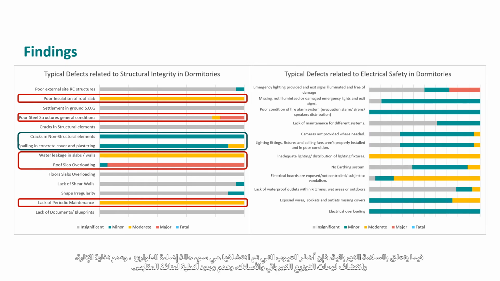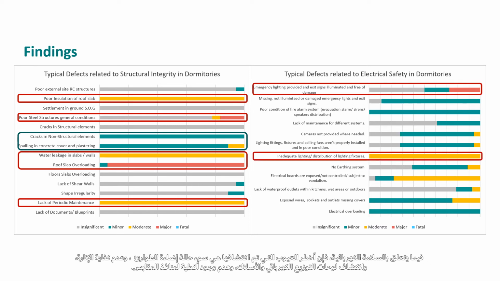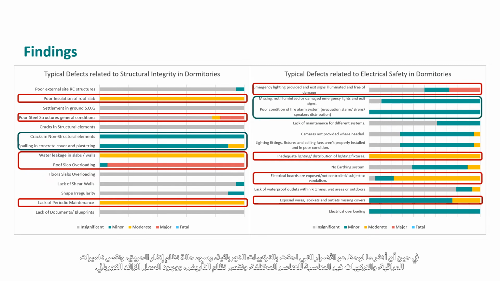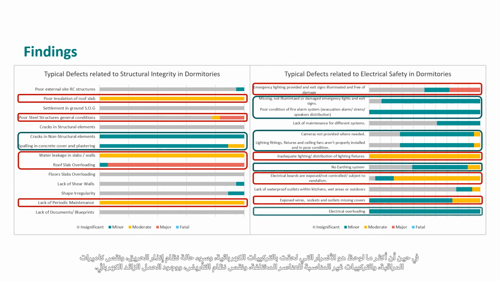Related to electrical safety, the most dangerous defects detected were the poor conditions of emergency lighting, inadequate lighting, exposed electrical distribution boards and wires, and socket outlets missing covers. While the most frequently noticed were damages to electrical fixtures, poor conditions of the fire alarm system, lack of surveillance cameras, inappropriately fixed elements, lack of the earthing system, and the existence of electrical overloading.